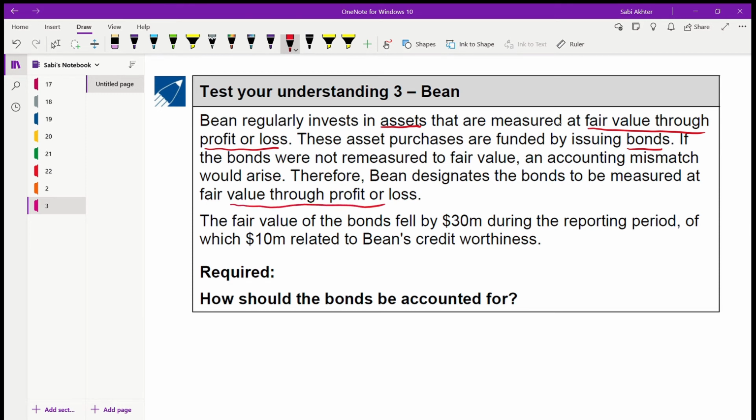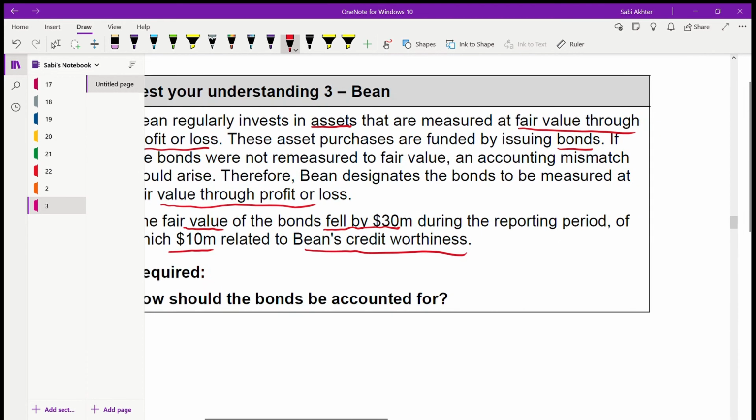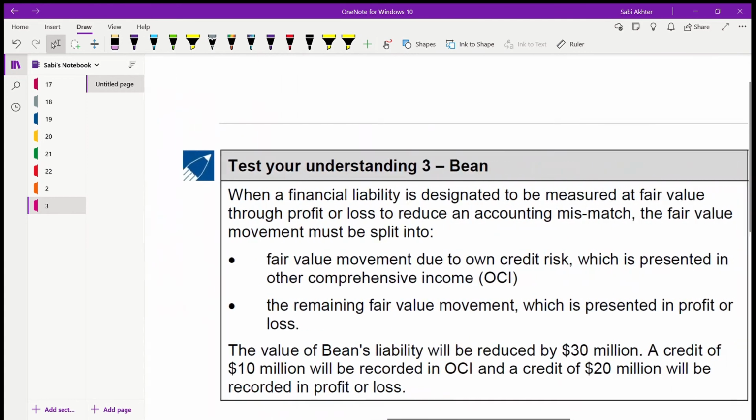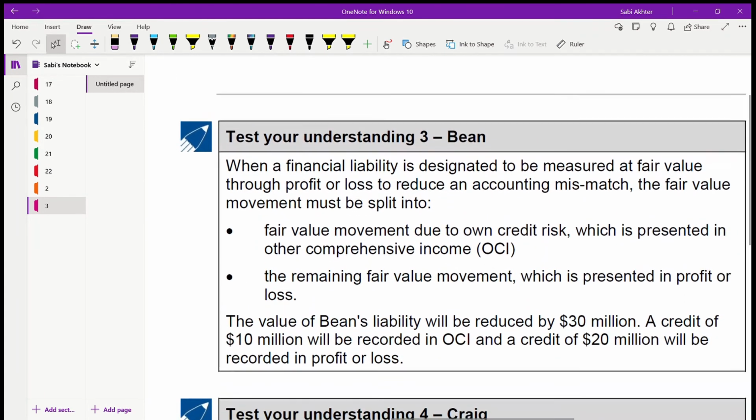The fair value of the bond fell by 30 million during the reporting period, of which 10 million relates to their credit worthiness. How should the bonds be accounted for? It's a very good question. If you have a sound understanding, if you have grasped the understanding behind this, each question will be easy for you in financial instruments. So this is the answer. I told you the answer is very short.